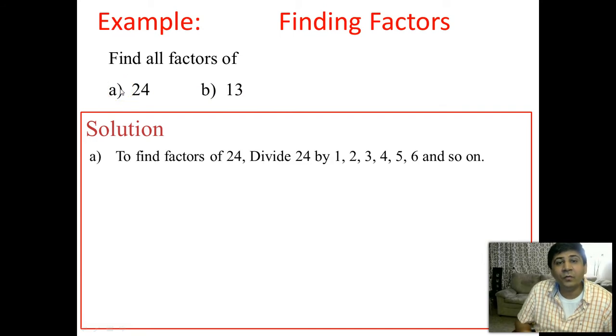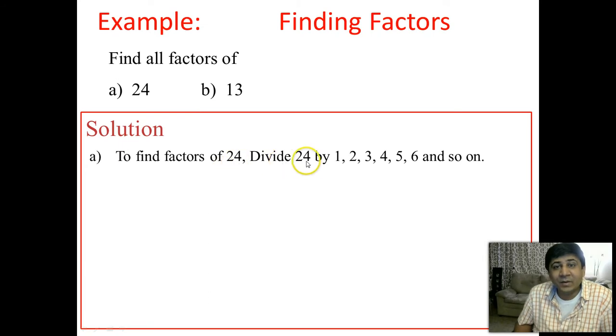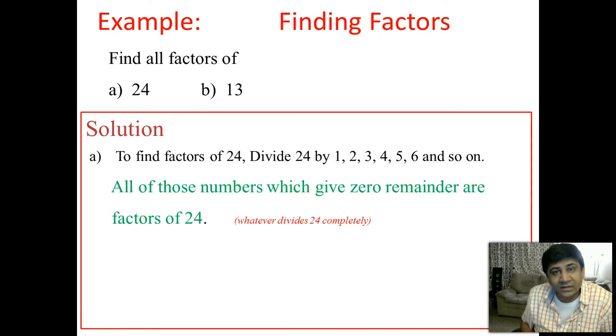If we look at 24 here, to find factors of 24, what we do is start with 24 and divide it by 1, 2, 3, 4, 5, 6, and so on. What are we looking for? We are paying attention to the remainder here. If the remainder is 0, that is the number we want to keep.